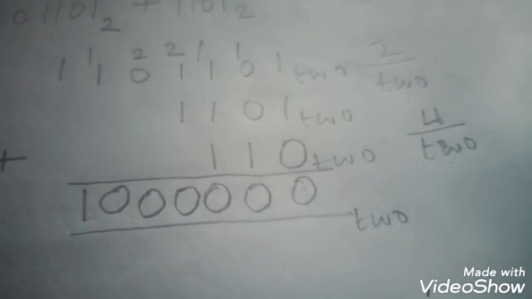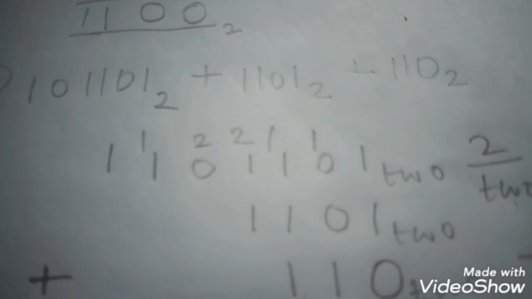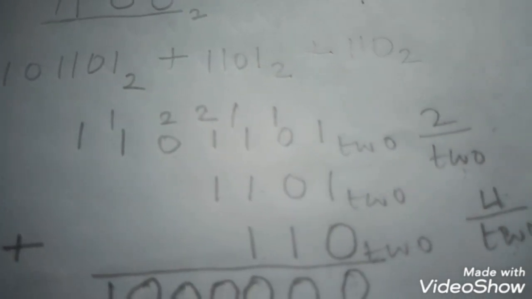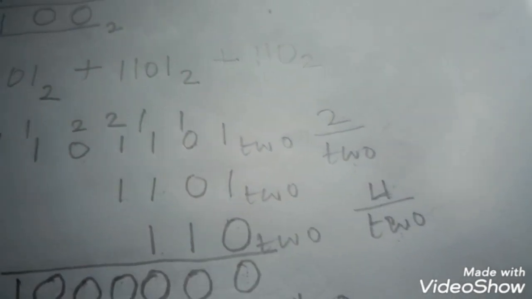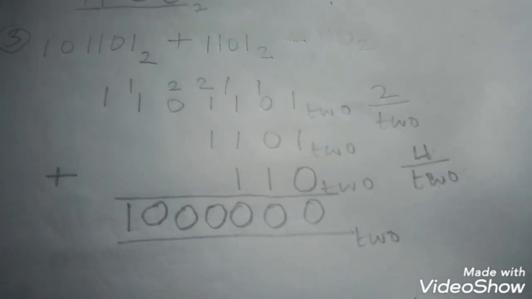So now this is 1 plus nothing. Okay, that's 1. So I can write 1. It's no more than 1. So this is the answer for the addition of 101101 base 2 plus 1101 base 2 plus 110 base 2. And this is my answer.